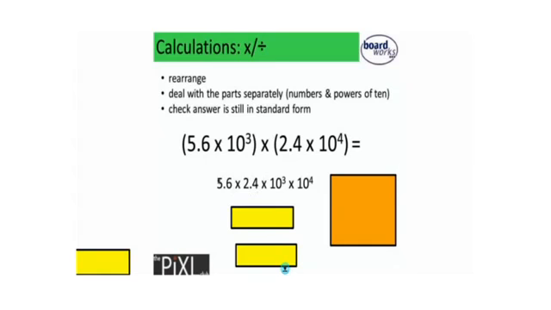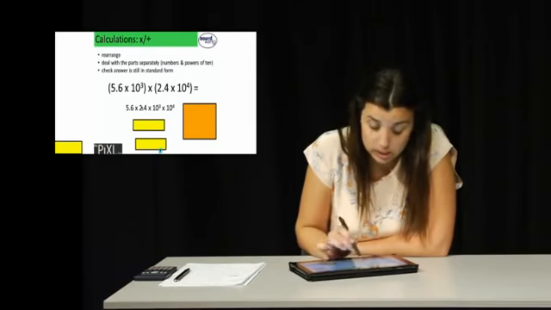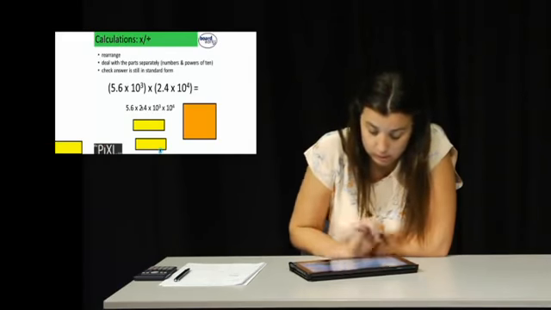2.34 here. So there are our numbers together. And at the end, we've got our powers: 10 to the power 3 multiplied by 10 to the power 4. Now it's straightforward. We're going to deal with these numbers and then our powers.